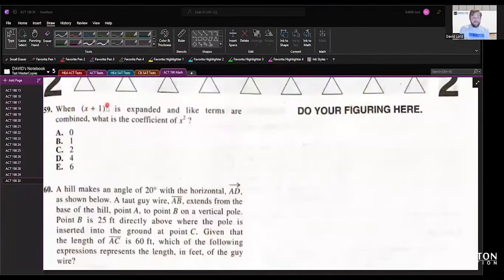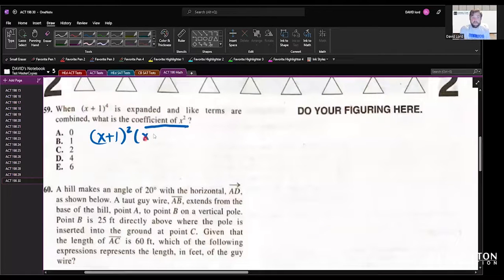When x plus 1 to the 4th power is expanded and like terms are combined, what is the coefficient of the x squared term? So one way we could approach this is expanding out all of the terms. So let's try that. I'm first going to break this down into x plus 1 squared times x plus 1 squared. And you remember these are perfect square trinomials, and if you have the formula memorized, you can quickly expand these out at least. So that's x squared plus 2x plus 1, x squared plus 2x plus 1.